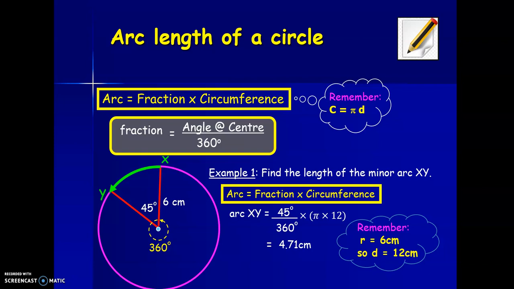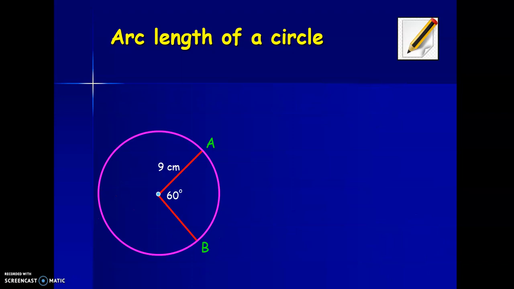When we put the calculation into the calculator, we need to remember to divide by 360 degrees because 360 degrees is on the denominator of the fraction. So let's look at a second example.